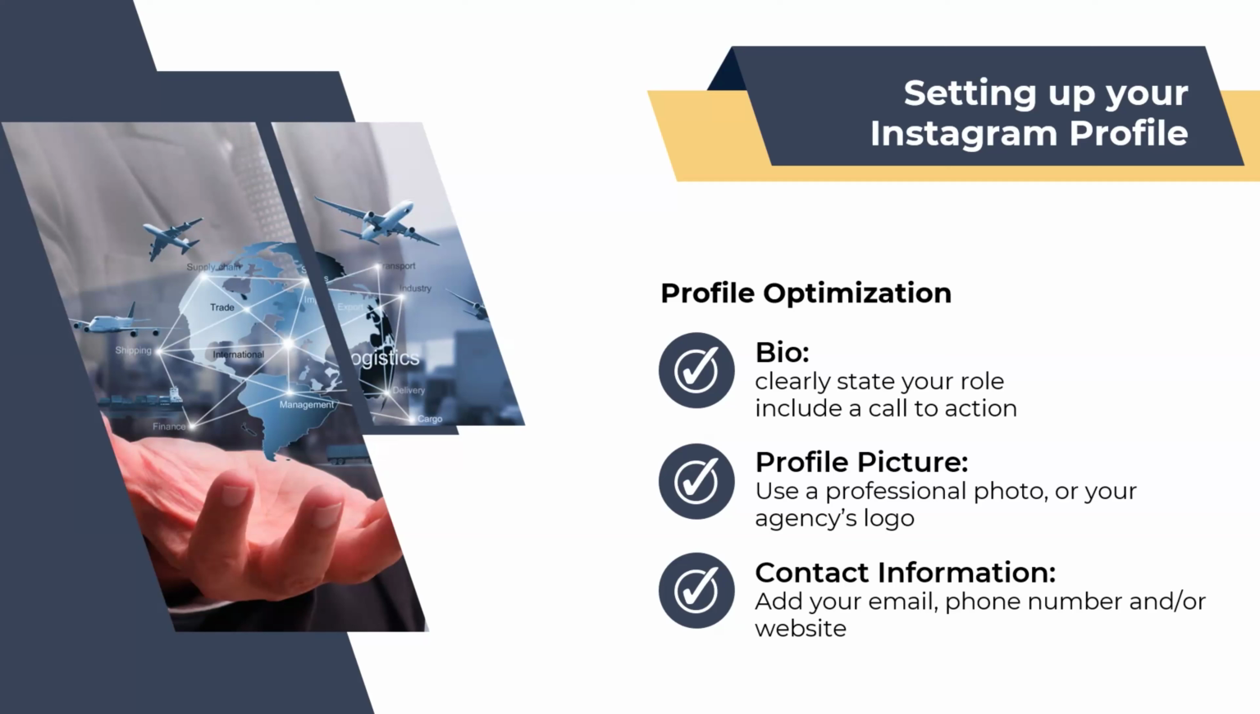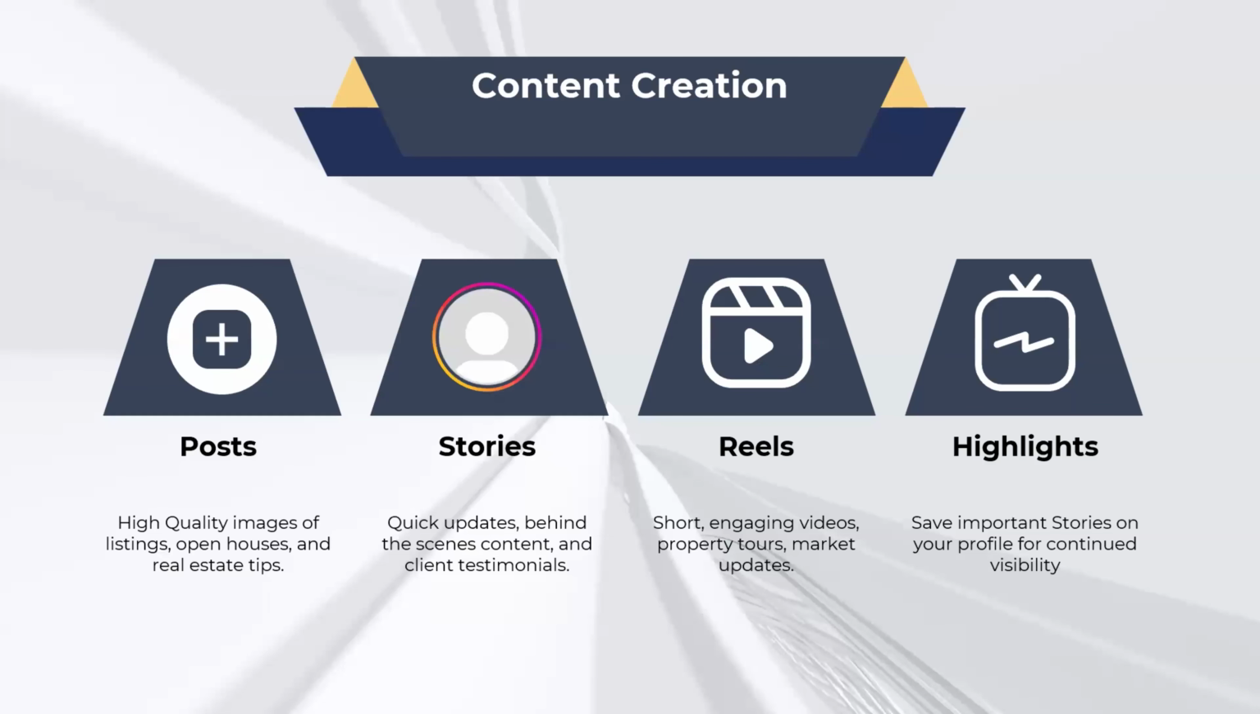That way I can move on with this PowerPoint. Okay, content creation on Instagram. We have posts, stories, reels, and highlights. Posts are high quality images of listings, open houses, and real estate tips, which are typically what work well for a post. Stories are good for quick updates, behind the scenes content, and client testimonials. Stories only last 24 hours.